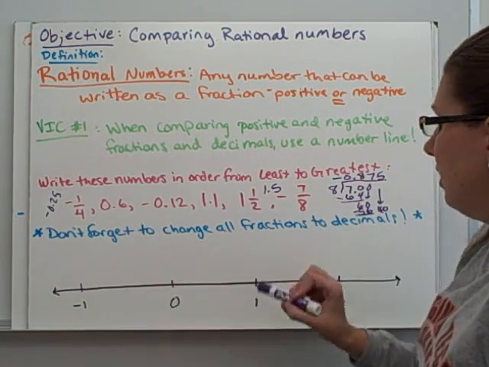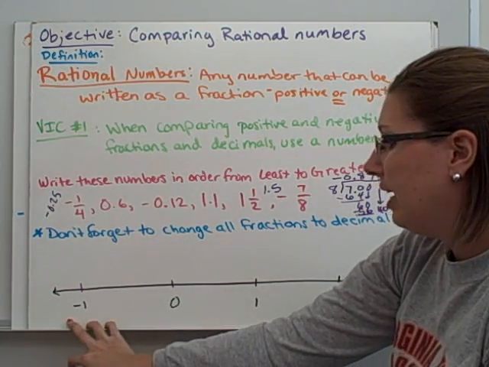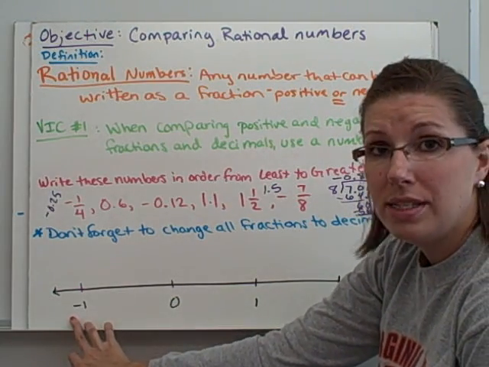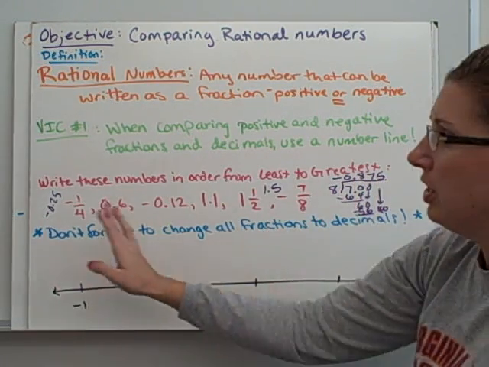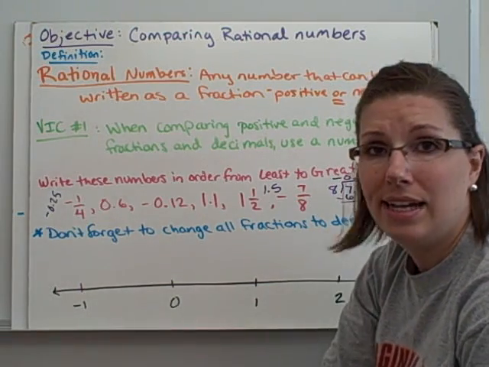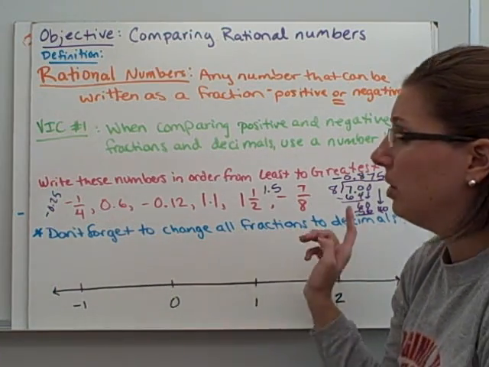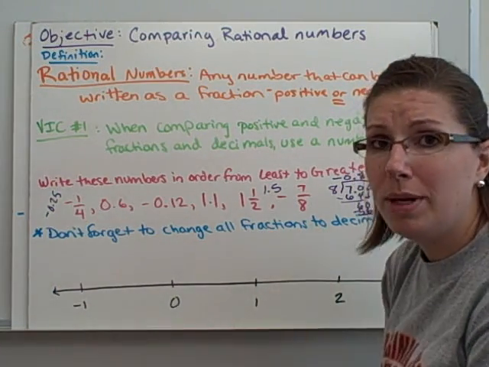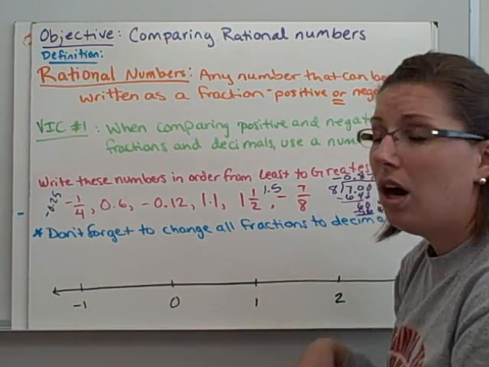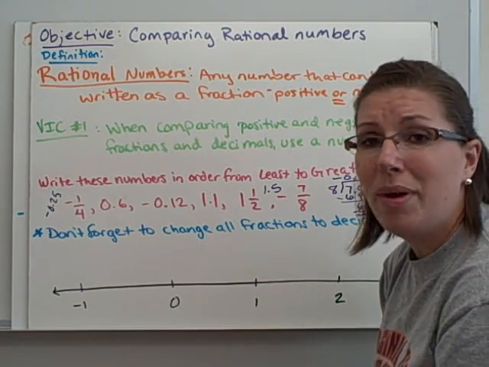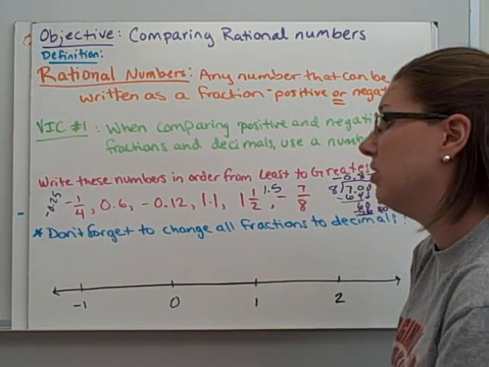Let's put these on our number line. As you can tell, I drew my own number line, and my smallest number is -1. The reason is that none of my fractions or decimals are less than -1. And then I go all the way up to 2 because none of these numbers are greater than 2. So there's no reason for me to expand my number line beyond this area. Don't make a huge number line when you're only dealing with this range of numbers.